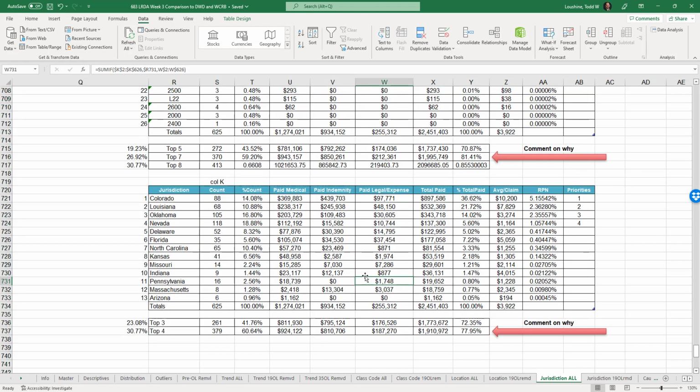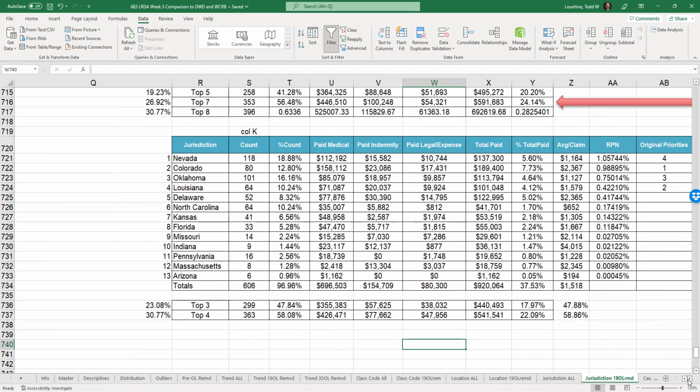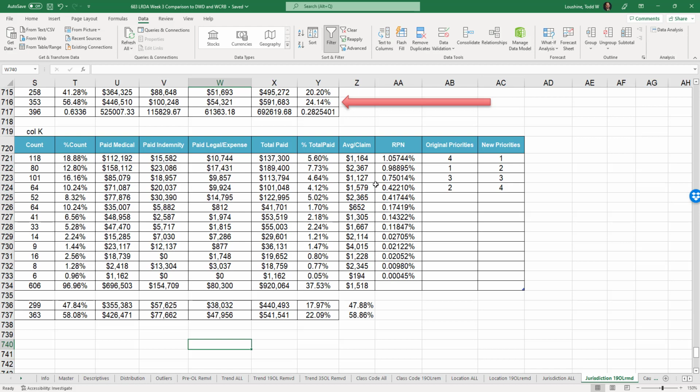For the jurisdiction, we have the top 4. What happened when we removed the outliers? The top 4. So jurisdiction, that's an interesting one for me. I may stick with that, because when the top four remains the top four after the outliers are removed, I think that's grounds for something. It's grounds to, this may be something I look at.